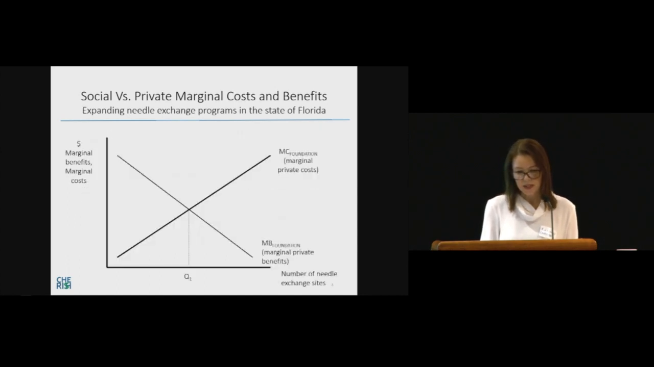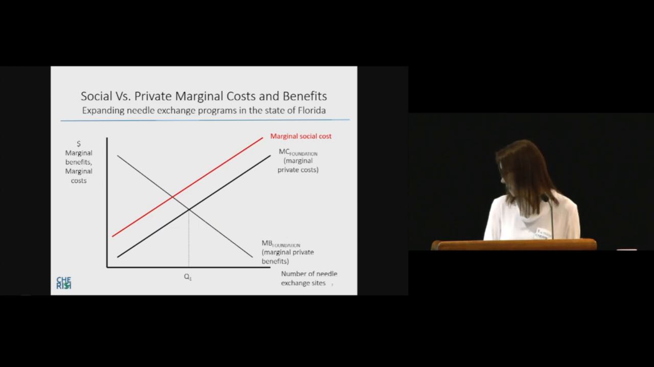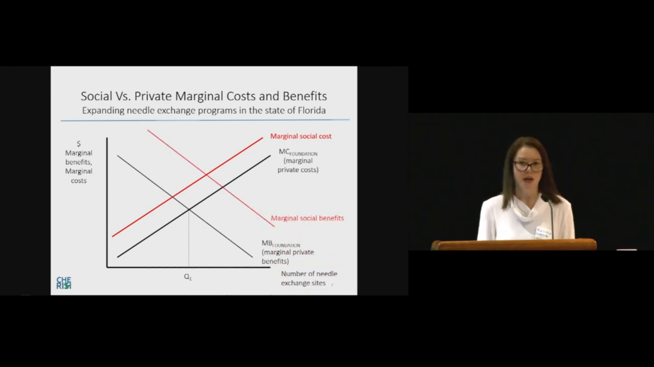So what does this look like in the graph? There's the higher marginal social cost, and the higher marginal social benefit. So you see here that the efficient quantity, what we would characterize as efficient here, is actually Q2, a higher number of needle exchange programs, to fully account for the streams of social costs and benefits associated with this program.